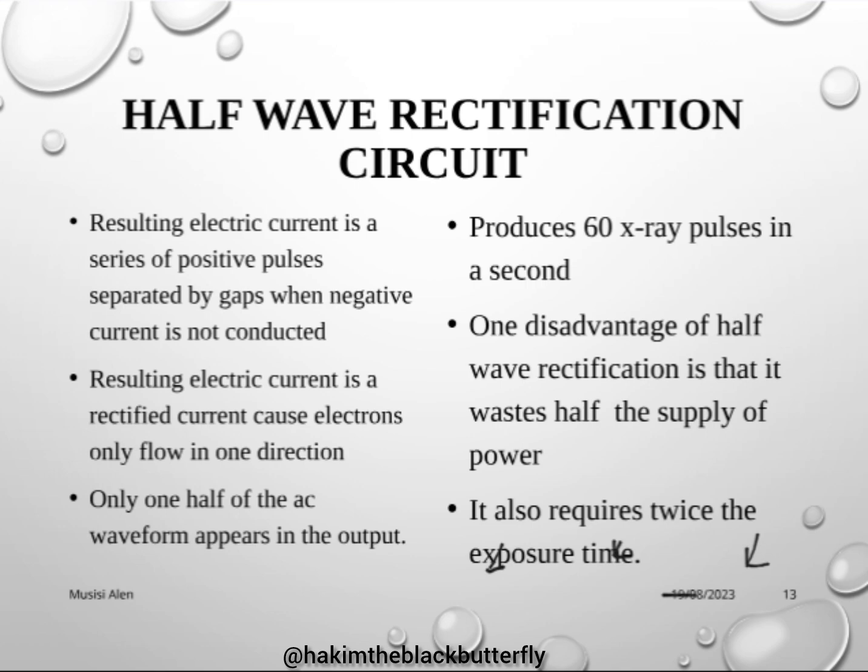So the resulting electric current is a rectified current that causes electrons to only flow in one direction, and that is from the cathode side to the anode side. Only one half of the AC waveform appears in the output. That is, only the positive half cycles of the voltage appear in the output.